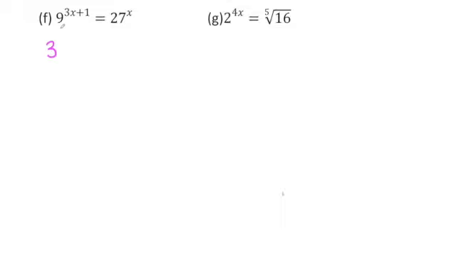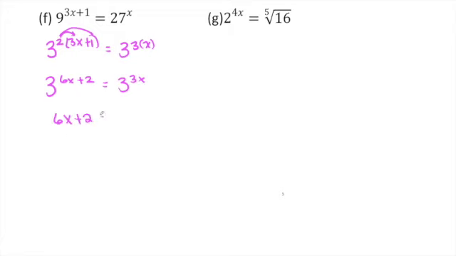Okay, so 9 as a base 3 is 3 squared. Then you have to keep your exponent that already exists in brackets. Okay, 27 as a base 3 is 3 to the 3. Put that x there. Okay, then you're going to go 2 times 3x and 2 times 1 using distributive property. Same on this side, 3 times x is 3x. You have the same bases. So you can get rid of those bases to solve for the exponents.